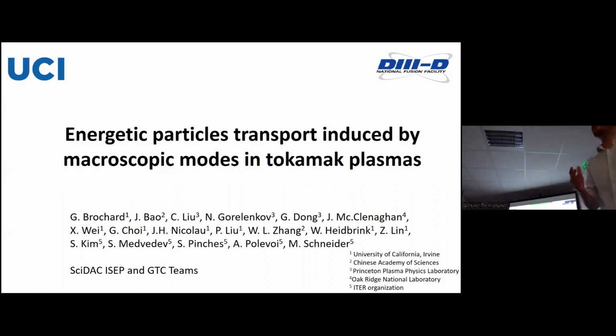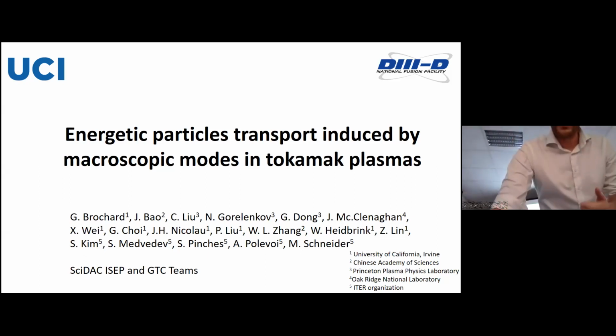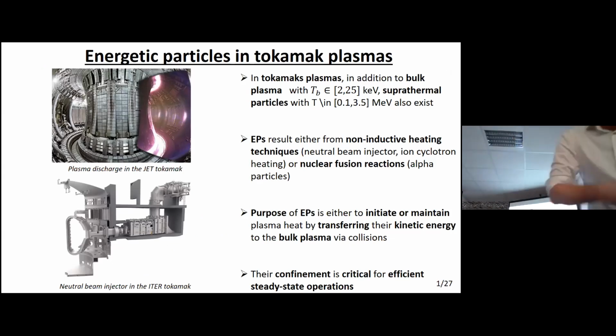I know that not all of you are familiar with fast particles or tokamak plasma, so I'm just going to start with a few slides explaining, first of all, what energetic particles are. In tokamak plasma, the majority species, which we also call the bulk plasma, are at a temperature of order 10 million to 150 million degrees, which is like 2 to 20 keV. On top of this bulk plasma, we also have what we call suprathermal particles, or energetic particles, that are 10 to 100 times higher in temperature.